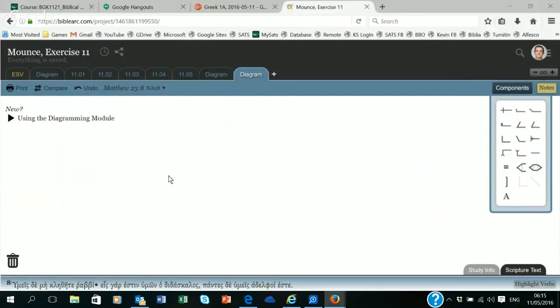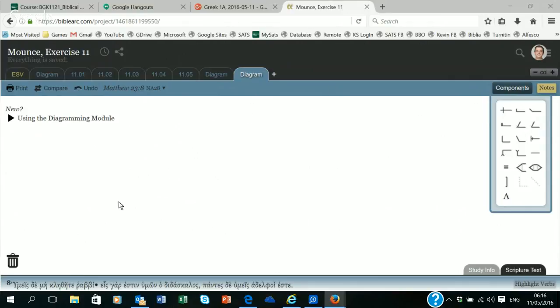All right, so we take the clause. You'll see at the bottom of my screen that the Greek text has been presented to me. Heis gar estin humon ho didaskalos, pantes de humeis adelphoi este. So essentially we've got two clauses. Heis gar, for one, estin is, humon of you, ho didaskalos, the teacher. Pantes, all, de, but, humeis, you, adelphoi, brothers, este, you are.